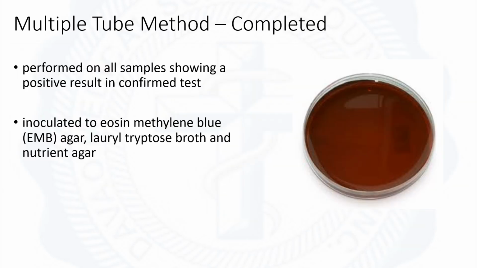So after the positive presumptive test and a positive confirmatory test, you now go to the completed test. The completed test is performed on all samples showing a positive result in the confirmed test. It can also be used as a quality control, class. In here, one or more plates of your eosin methylene blue agar are streaked with a water sample to be analyzed. After incubation, the colonies are transferred to your tryptose broth and your nutrient agar slant. Again, it's incubated. From the agar slants, class, Gram staining is done and it's examined microscopically again.